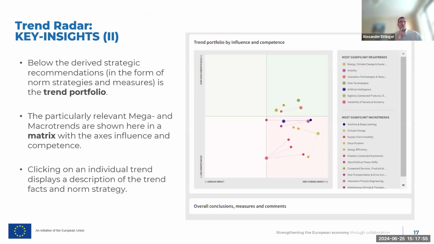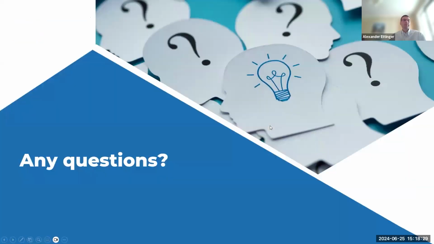There is also the so-called trend portfolio by influence. You just scroll down under conclusions and you see here a picture. You see the trend portfolio. The relevant mega and macro trends are shown here in a matrix with the axes influence and competence. And if you click on an individual trend, the description of the trend and also the norm strategy are displayed. So what you've seen in text is here in a matrix to have an overview of everything. Okay.